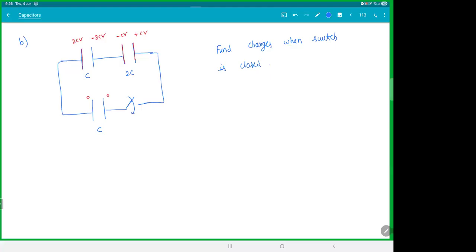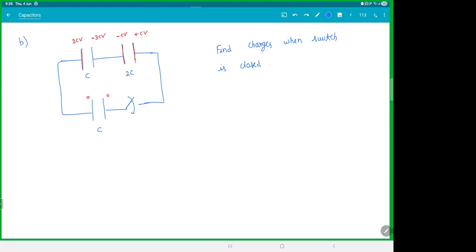I just want to ask you something. Are these two capacitors in series? For two capacitors to be in series, what should be same? They should have same charge. They're not in series. So be careful. Just because you're side by side doesn't mean you're in series.